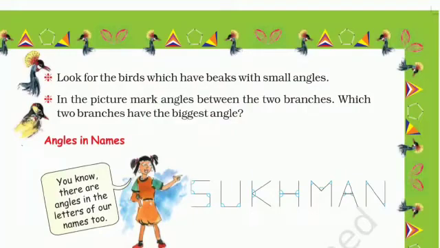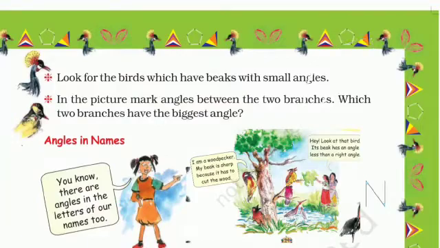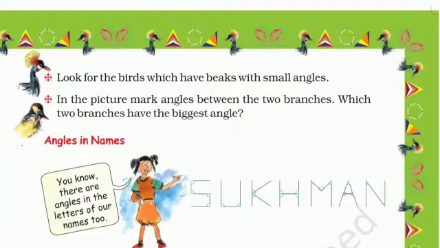Now on page number 25, look for the birds which have beaks with small angles. That we have to see, as I have told you, in the picture. So you can see the birds whose beaks are making small angles. And next, in the picture, mark the angle between the two branches. Here between the two branches also the angles are marked. Which two branches have the biggest angle, that also we have to identify. We have to recognize which angles are more than the right angle.